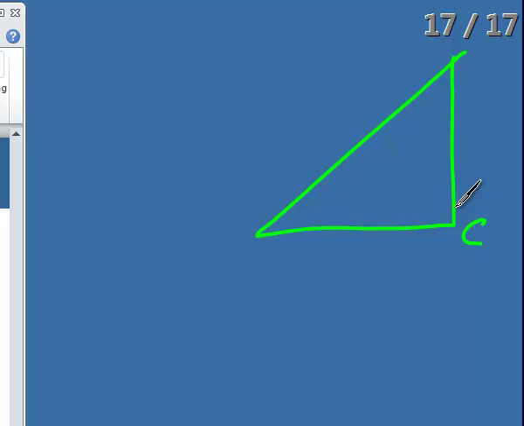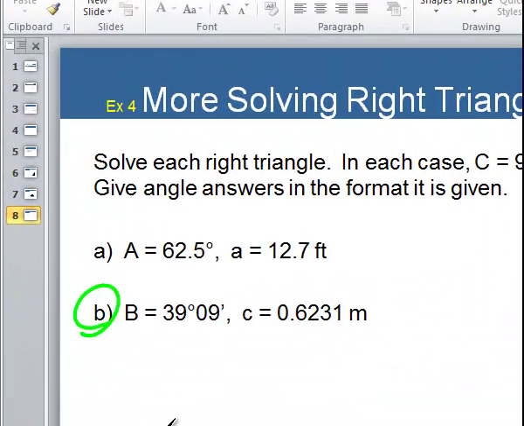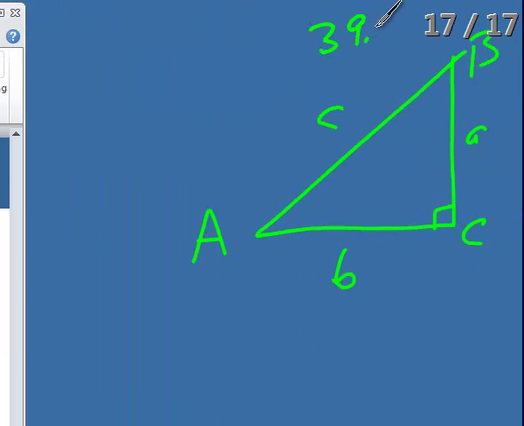So you draw your own triangle. Okay? And whether you put A down here at the bottom or A at the top, that really doesn't matter. What does matter is that side A is opposite angle A, and side B is opposite angle B. Side C is opposite angle C. Okay? And then angle B is 39 degrees, 9 minutes. Yeah, 39 degrees, 9 minutes. And side C, 0.6231.